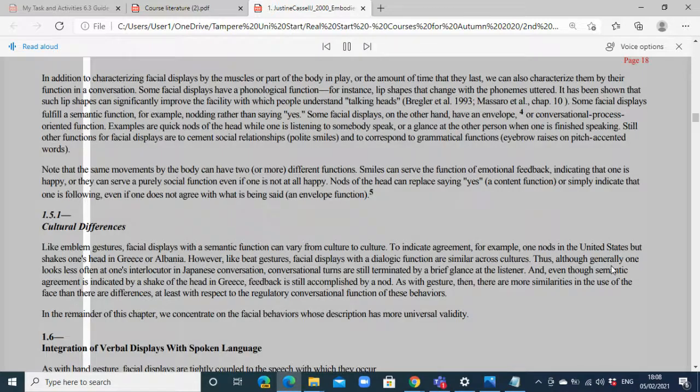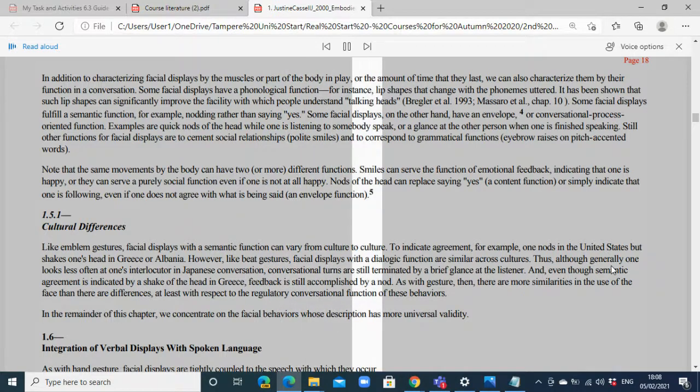In addition to characterizing facial displays by the muscles or part of the body in play, or the amount of time that they last, we can also characterize them by their function in a conversation. Some facial displays have a phonological function, for instance, lip shapes that change with the phonemes uttered. It has been shown that such lip shapes can significantly improve the facility with which people understand talking heads, Bregler et al. 1993. Some facial displays fulfill a semantic function, for example, nodding rather than saying yes.